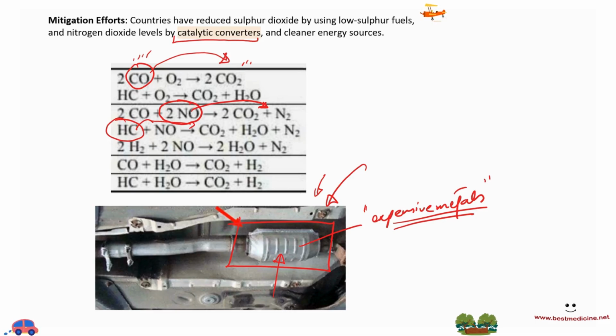We can also try to solve this by using fuels that have low sulfur content. Purer fuels that have less impurity of sulfur. Low sulfur fuels.